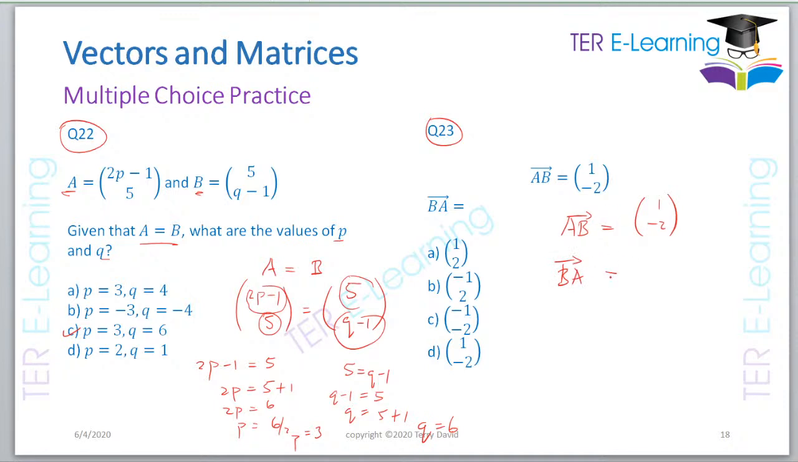So if you're going in the opposite direction, all you need to do is to put a minus sign in front of it. So (1, -2). If you put a minus sign in front of this, this becomes -1 and this becomes 2. So the answer is (-1, 2), which is actually B. Right? So that's the answer for question 23.